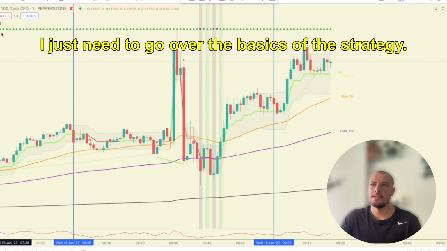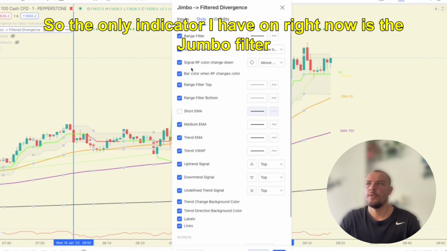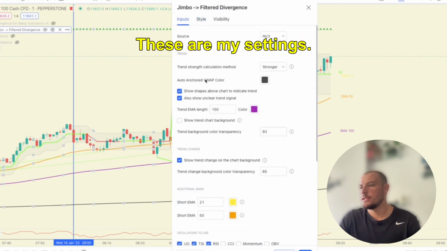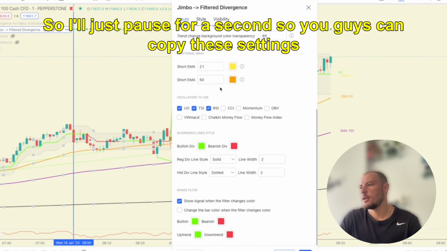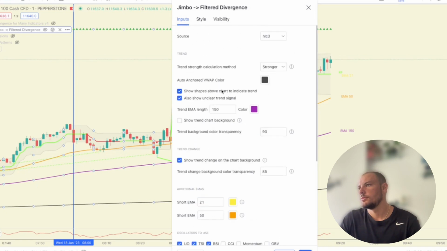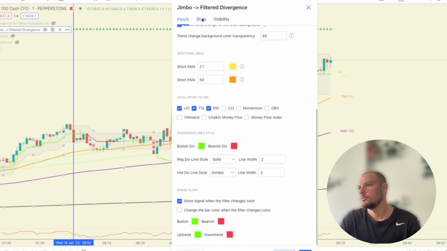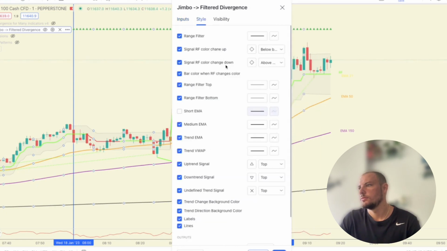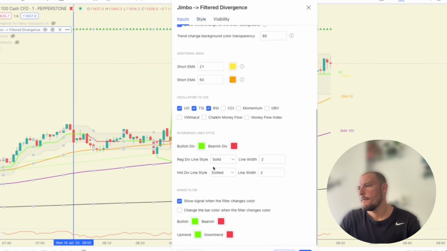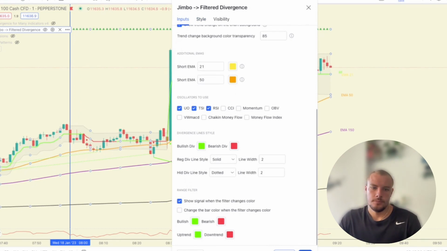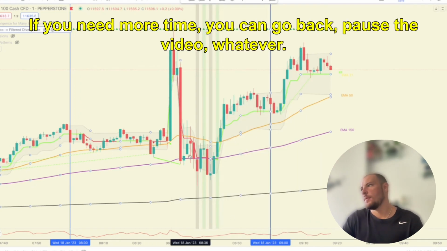I just need to go over the basics of the strategy. The only indicator I have on right now is the Jimbo filter divergence indicator. These are my settings. I'll just pause for a second so you guys can copy these settings here. Okay, if you need more time, you can go back and pause the video, whatever.